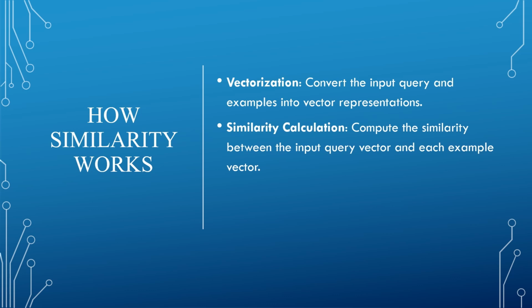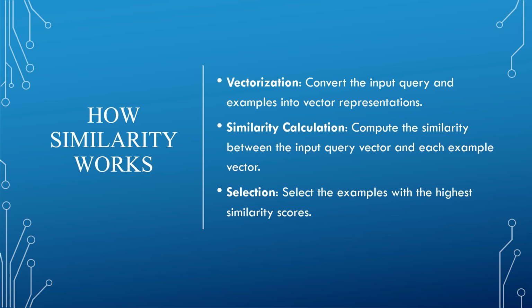Second, compute the similarity between the input query vector and each example vector. This is typically done using similarity metrics, such as cosine similarity, which measures the cosine of the angle between two vectors, or Euclidean distance, which measures the straight line distance between two points in a vector space.